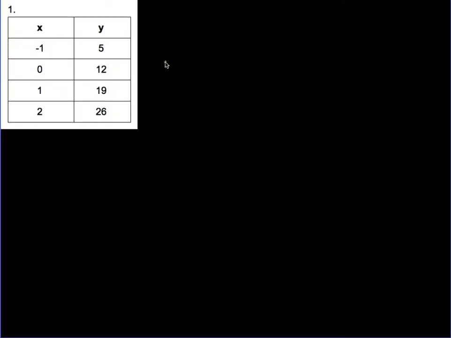We have a table of values here and we want to get a linear equation in the form y equals ax plus b. This is also called mx plus b, but in what we've been using, we've seen ax plus b. So remember that b is going to be the y-intercept. And then a is going to be how this equation increases or decreases as we increase by 1 for x.